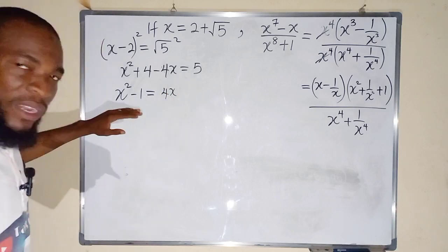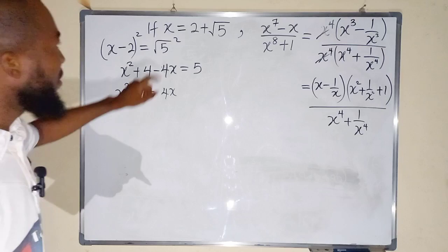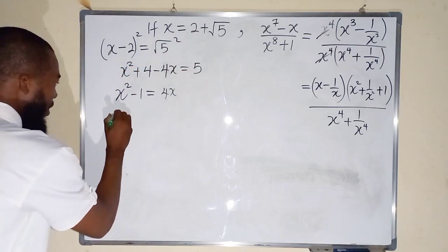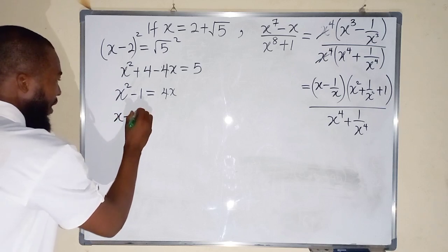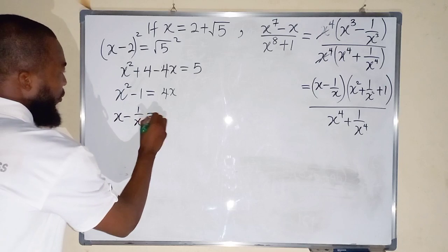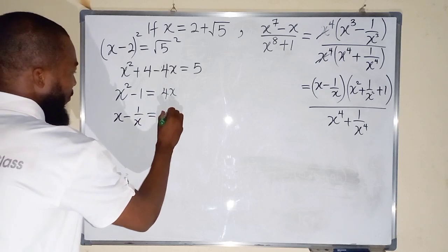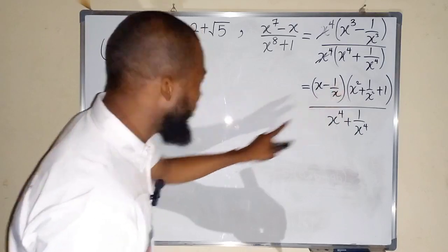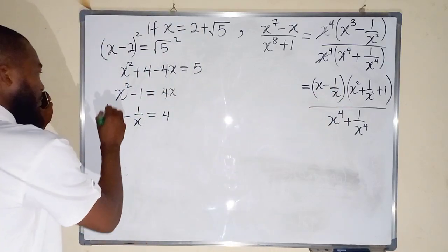Now we are free to divide every single term by x because we have seen that x is not 0 from here. So divide this by x, you have x minus 1 divided by x equal to 4x divided by x, which is 4. Can you see? Now we have x minus 1 divided by x, which is this one.